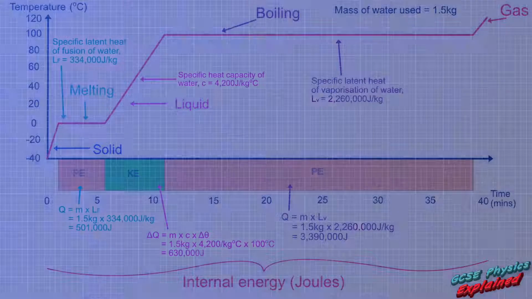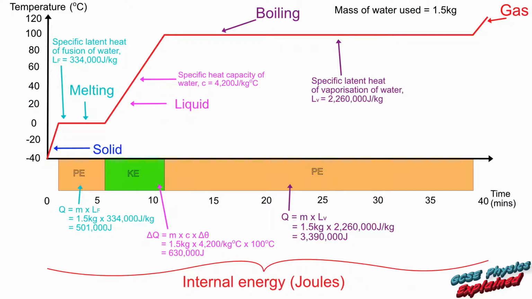I've created a temperature time graph to help you visualise how to use the equation for specific latent heat for some typical GCSE questions on this topic. Imagine you start with 1.5 kilograms of ice and heat it. I'm using the equation with specific latent heat of fusion to show how to calculate the amount of energy needed to melt the ice and change state from solid to liquid.